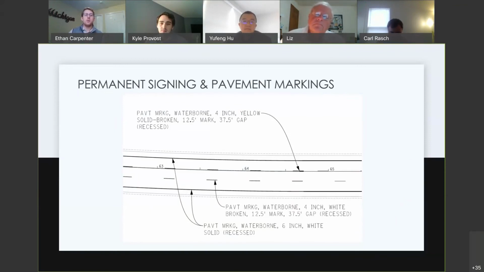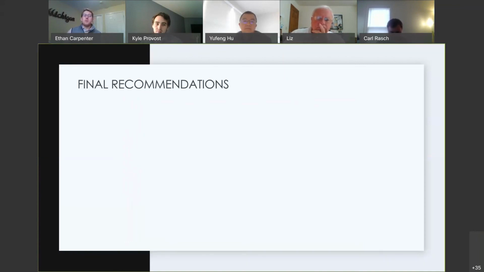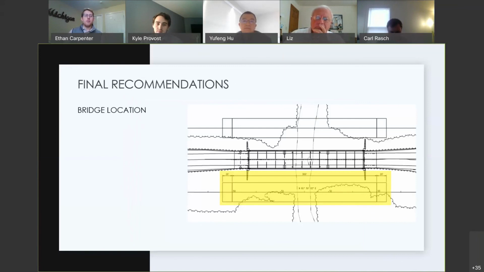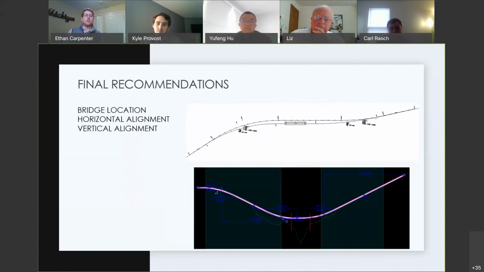All pavement markings will be done with a waterborne paint within recessing of the pavement surface. Before markings can be applied to the bridge, all curing compound will be ground off to allow for proper bondage to the concrete. For final recommendations, the proposed bridge will be constructed to the south of the existing superstructure, and horizontal and vertical alignments will match accordingly.